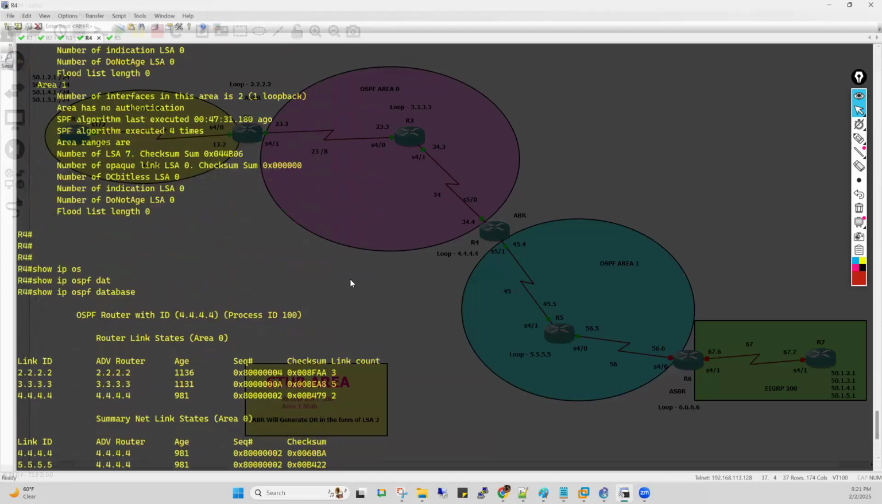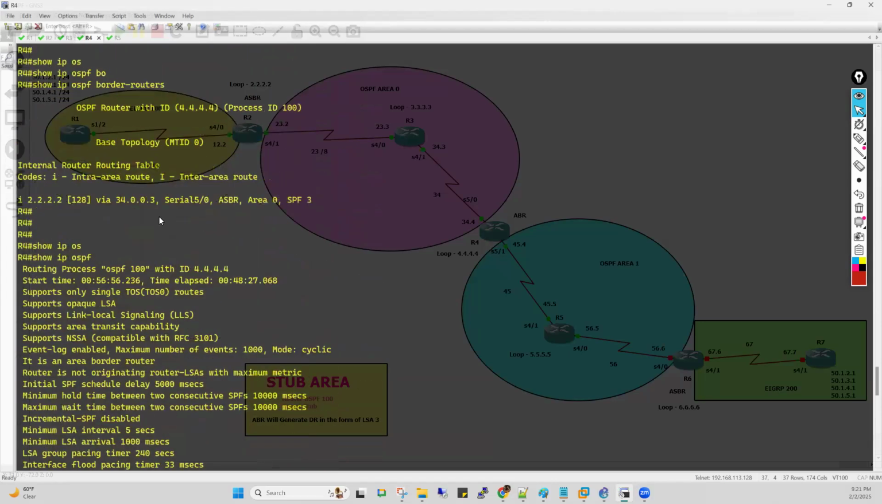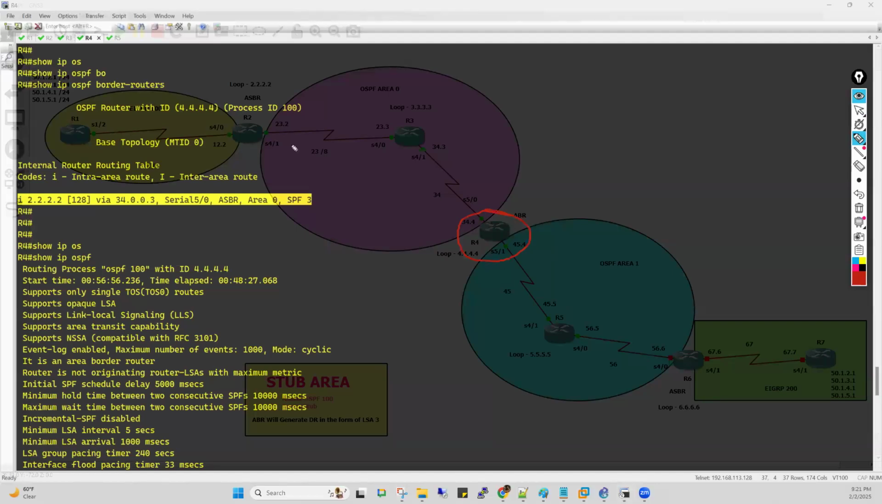One thing. See very, very carefully. When I write this command, what do I get the information about? ASBR. Agree everyone? Now my question is, is this router directly connected with ASBR? No, indirectly connected. But when I write the command IP OSPF border router, this router is getting the information of the ASBR router.